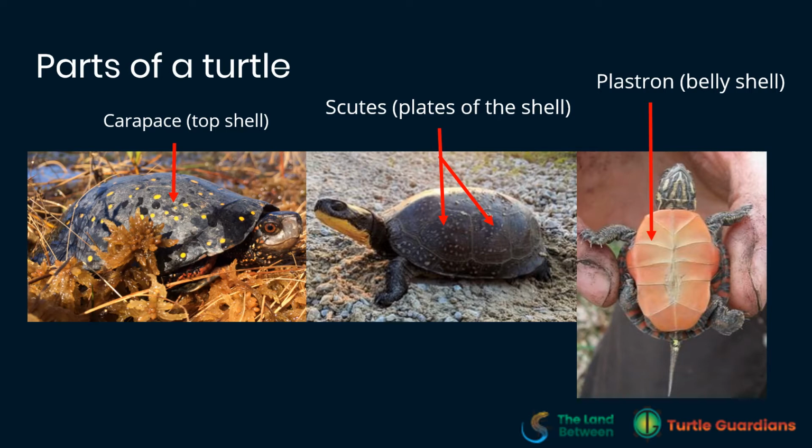Both of these protect a turtle and keep it safe from predators when it can withdraw into its shell. Now the shell is made of bony plates, and these are called scutes. So in this middle photo of a cute little Blanding's turtle, we see arrows pointing to these bony plates. So these bony plates fuse and make up the shell.